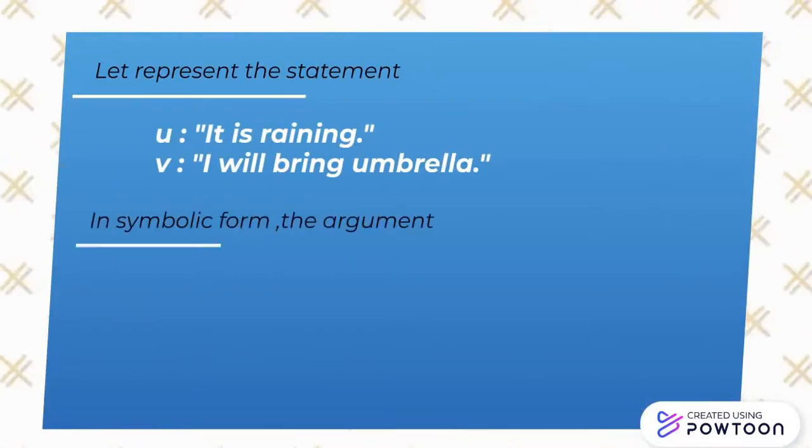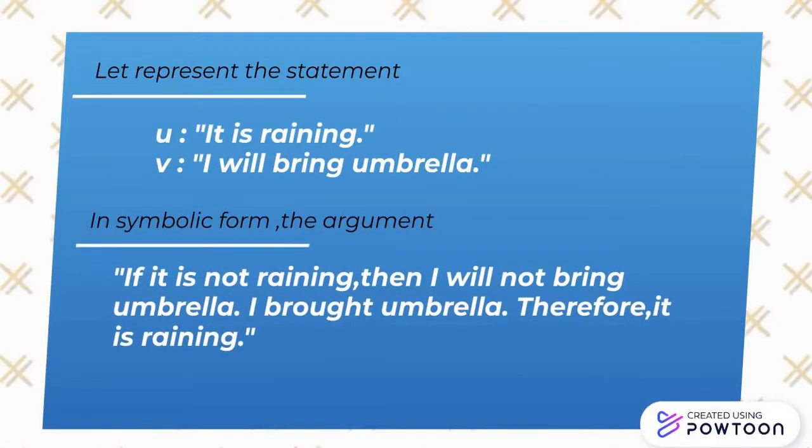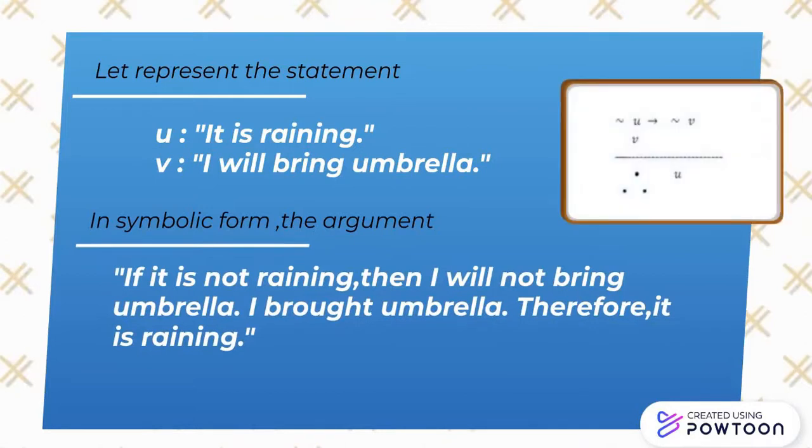Let U represent the statement, it is raining. Let V represent the statement, I will bring umbrella. In symbolic form, the argument is, if it is not raining, then I will not bring umbrella. I brought umbrella, therefore it is raining. The image above shows the symbolic form.